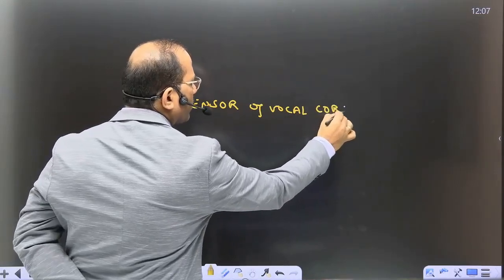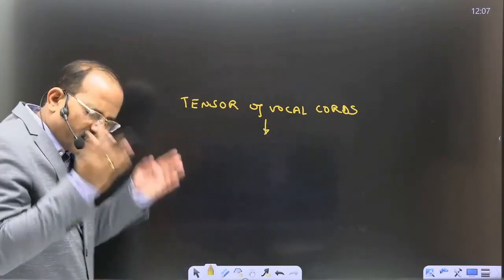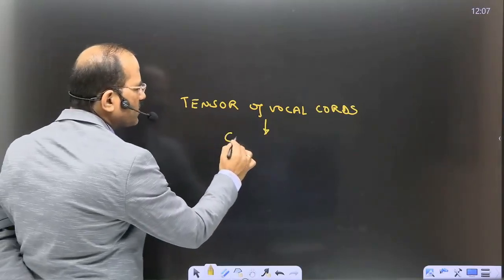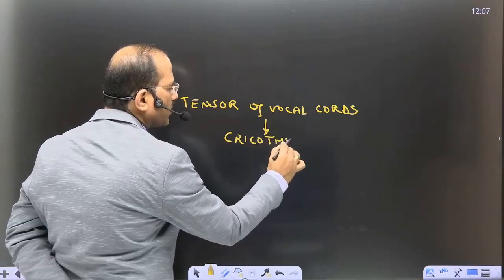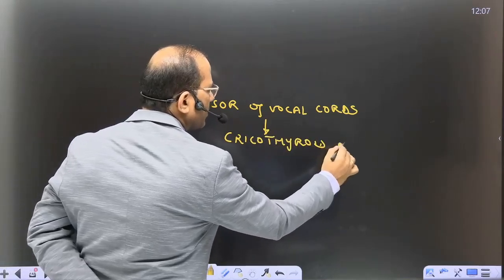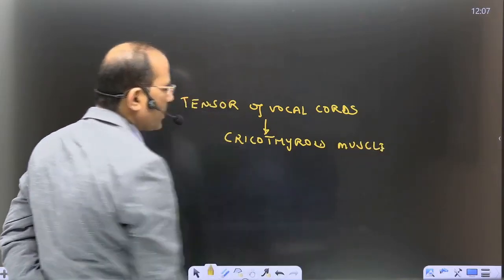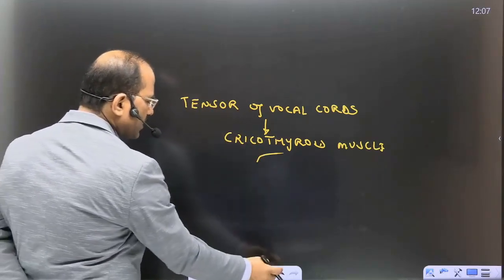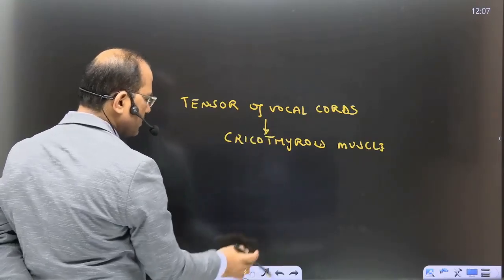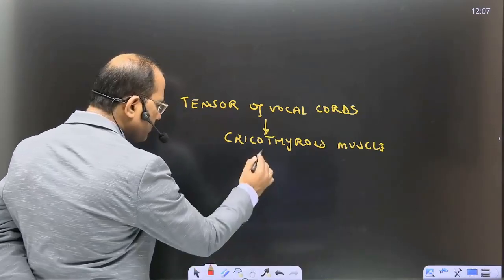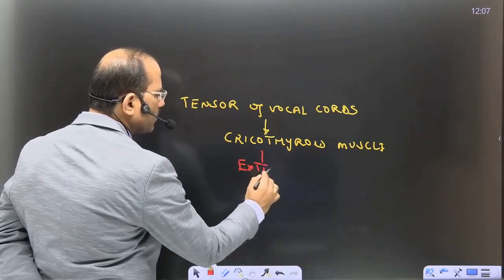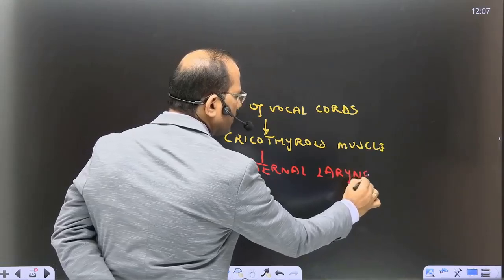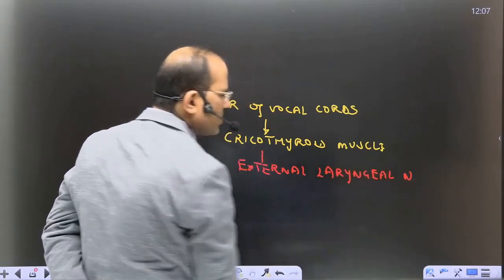And why do the vocal cords have to be tensed? Because when the vocal cords are tensed, you get a pitch to the voice. So tensor of the vocal cords is a muscle which is known as cricothyroid. Cricothyroid muscle. So tensor of the vocal cords is cricothyroid muscle, and which is the nerve supplying this cricothyroid muscle? The nerve supplying the cricothyroid muscle is the external laryngeal nerve, which is a branch of superior laryngeal, which is a branch of vagus.